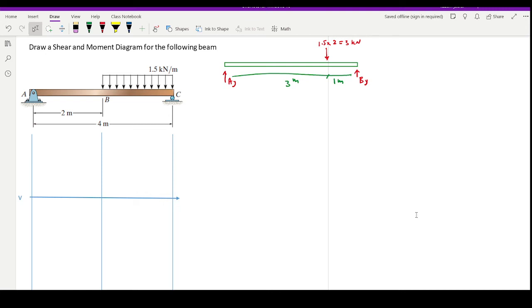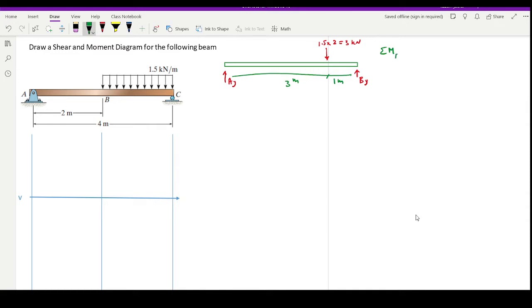Draw a shear and moment diagram for the following beam. To solve a problem like this, you need to start with drawing the FBD for the entire beam and using it to find the support reactions, which I already have in here.